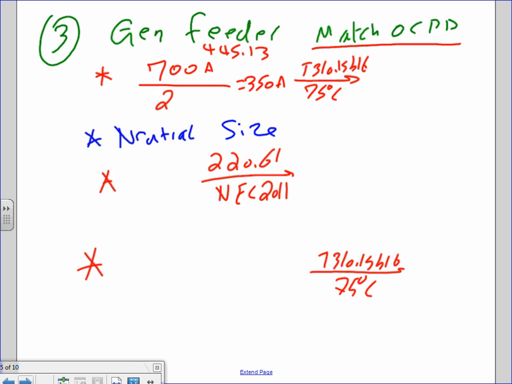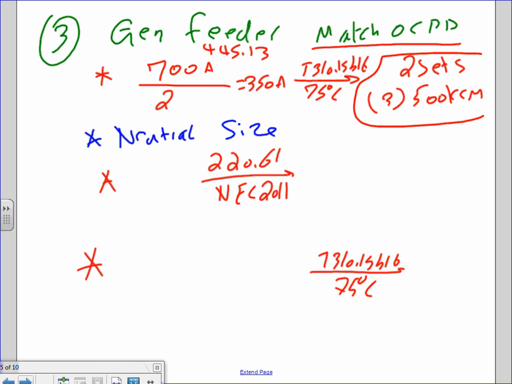310.16, 75-degree column, gets you 2 sets of how many conductors? 3 conductors. Each one of them is 500 kcmil.